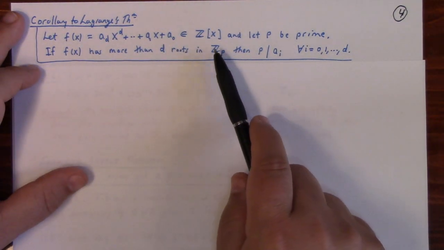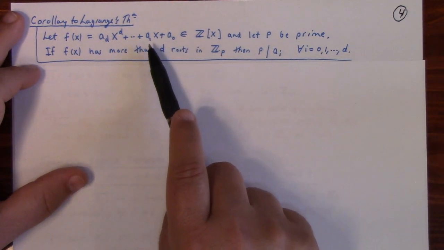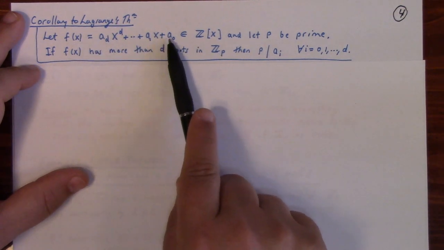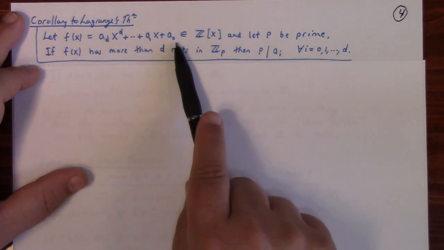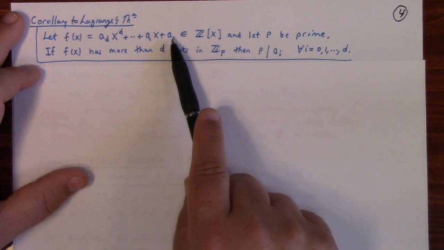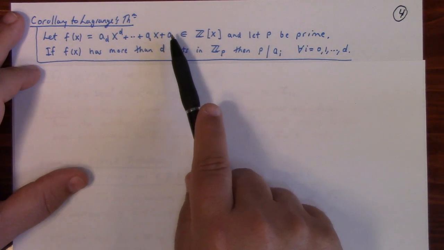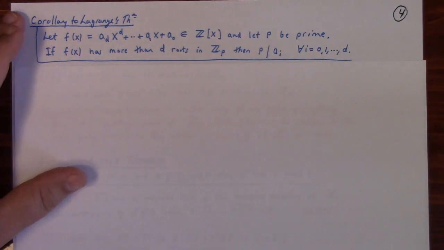If you have more than d roots, it must be the case that none of the coefficients are non-zero mod p. They have to all be congruent to 0 mod p, otherwise you would contradict the theorem we just proved. So that's nice.